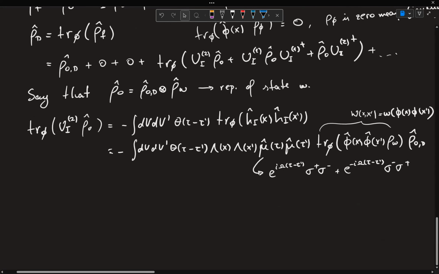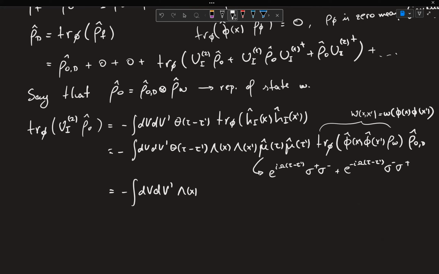Now if we plug this all in here, this will be the integral dv dv prime. You can expand these two terms, and I will write each one of the integrals this time, but not after. But this will be lambda e to the i omega tau, lambda of x prime, e to the minus i omega tau prime. Then we're going to have the sigma plus, sigma minus acting on the initial state of the detector.